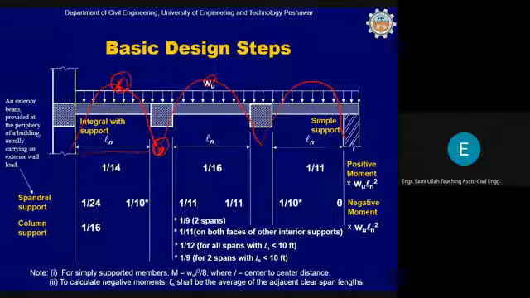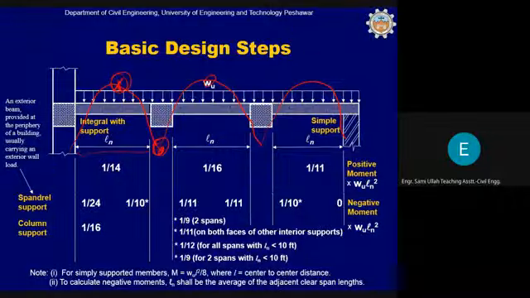Okay, and the negative bending moment will be calculated from this 1 over 10 and 1 over 11, and you can see in which situation you will select which value. So 1 over 14 will give you positive bending moment at the midspan. 1 over 16 will give you positive bending moment at the midspan, but for an interior span. 1 over 14 is for exterior span, and 1 over 16 is for interior span.